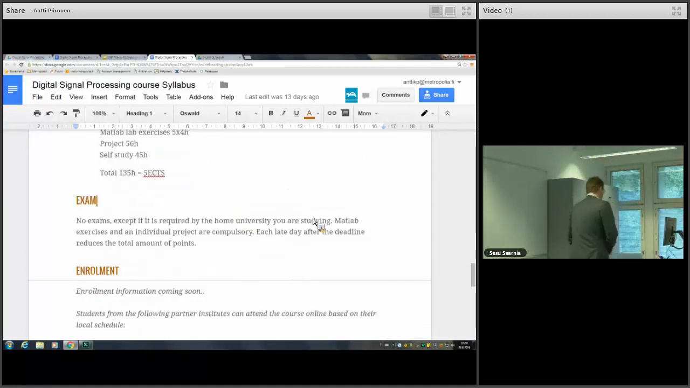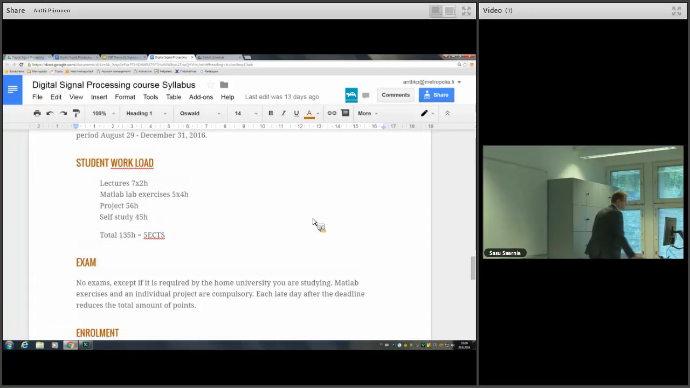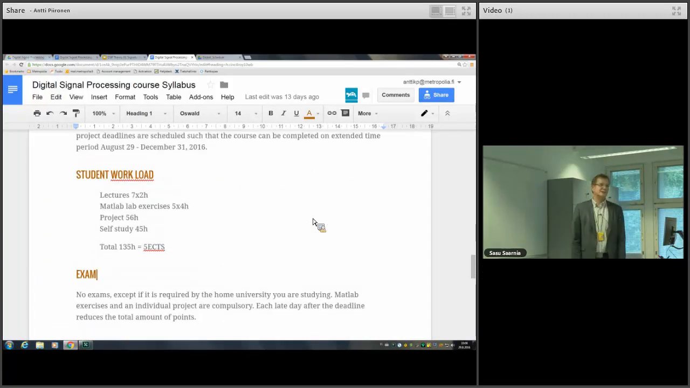And there's how the student workload is done. So for lectures, we have 7 times 2 hours with breaks. MATLAB lab exercises are 5 times 4 hours. So we have 5 exercises, and the rest of those lab hours are for the project work, and self-study is about 45 hours. That's just to match the 135, which is 5 credits.